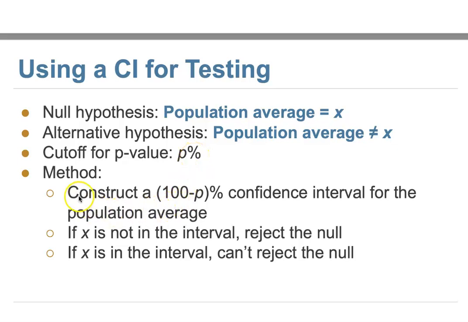Okay, so then you have that confidence interval. So we can try to figure out what the range of that interval is. Of course, if x is in the interval, then we do not reject the null. But if x is not in the confidence interval, of course we reject the null. So that's how we usually use the confidence interval for our testing.